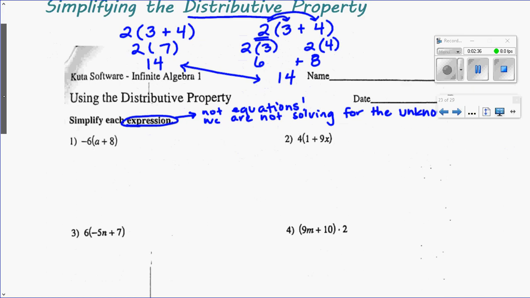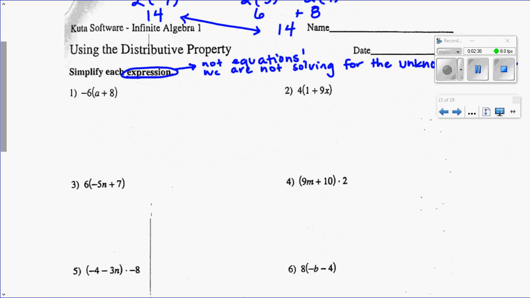Okay, so let's look at number 1. We're going to do this left-hand side together. We have this negative 6 on the outside. We're going to do what's called distributing it to the inside terms. We're going to distribute it to the a, and we're going to distribute it to the 8. Okay, so it's negative 6 times positive a, and negative 6 times positive 8. So negative 6 times a is just negative 6a. Since I don't know what the a is, I can just leave it like that. That means multiplying. And negative 6 times 8 is negative 48.